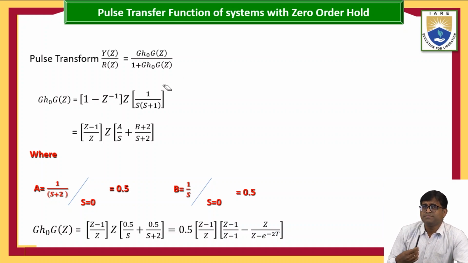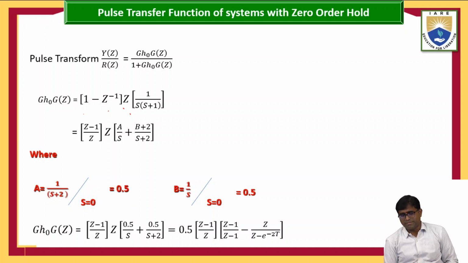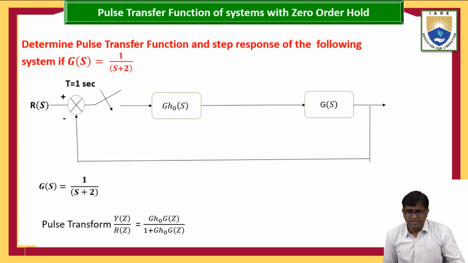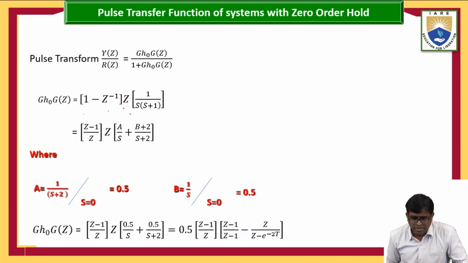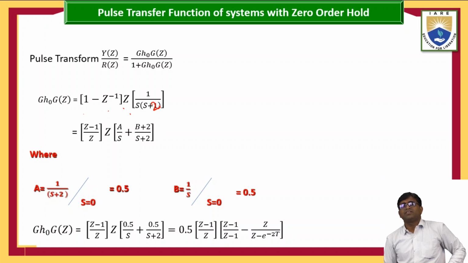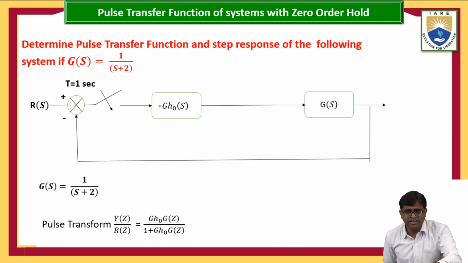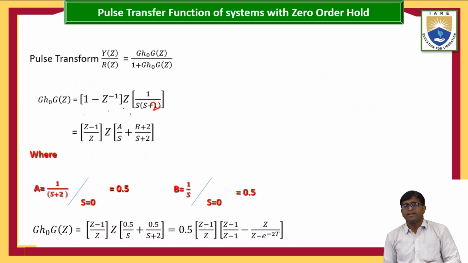What is the general formula for a zero order hold device? Here in the problem there is a unity feedback. But what is the general formula for the forward path pulse transfer function? Again I am recalling: 1 minus z inverse of z into 1 by s into 1 by s plus 1. Sorry, it is s plus 2. The function is given as G of s equal to 1 by s plus 2.